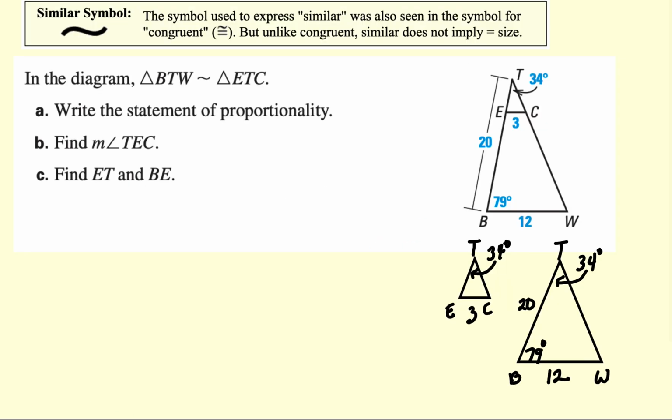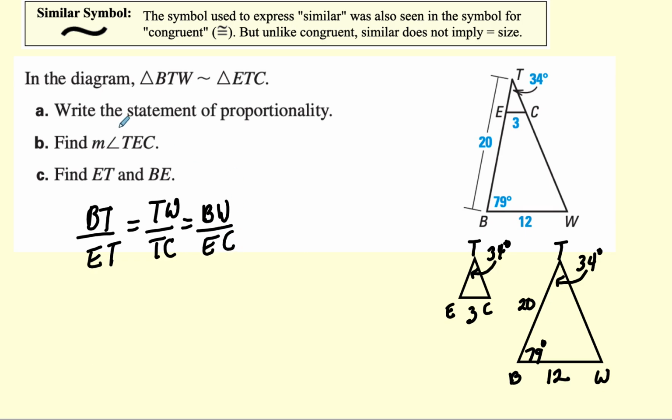That's by the definition. Let's go ahead and again use this idea of similarity. Let's write the statement of proportionality, and the statement of proportionality will tell us how the sides are related. So the first two letters, BT all over ET, is equal to the second two letters, TW over TC, and the first to the last, BW to EC. So that's how we write the statement of proportionality.